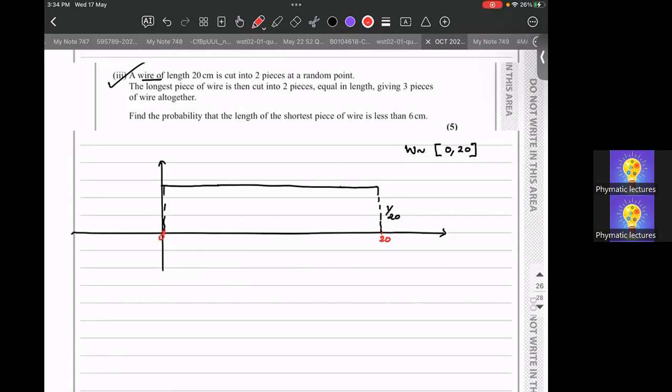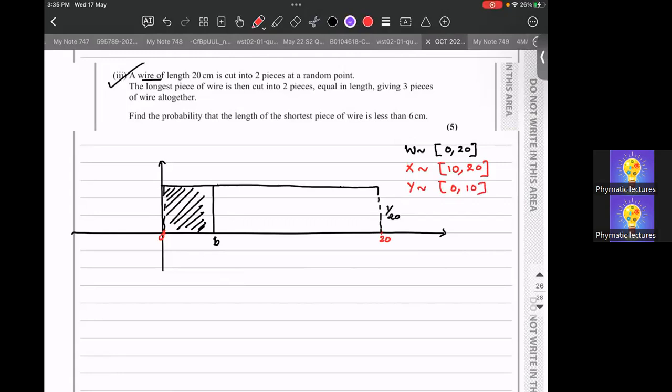If the W value itself is less than 6, that means I'm dividing into three variables. One is the first one, and the second one I'm keeping as X, the second piece. Since it must be the longest piece, it must be a value after 10, and it goes up to 20. Then that piece itself is divided into two equal halves. So that is a variable Y, and that varies from 0 to 10.